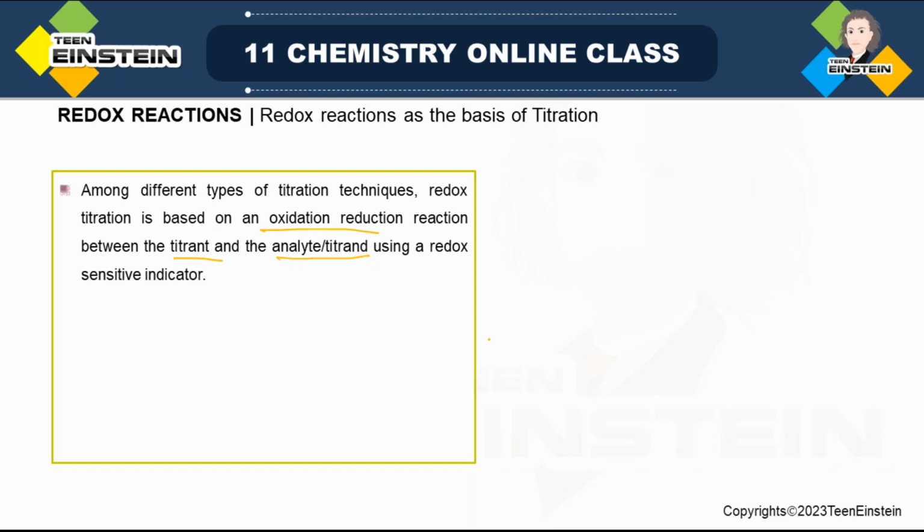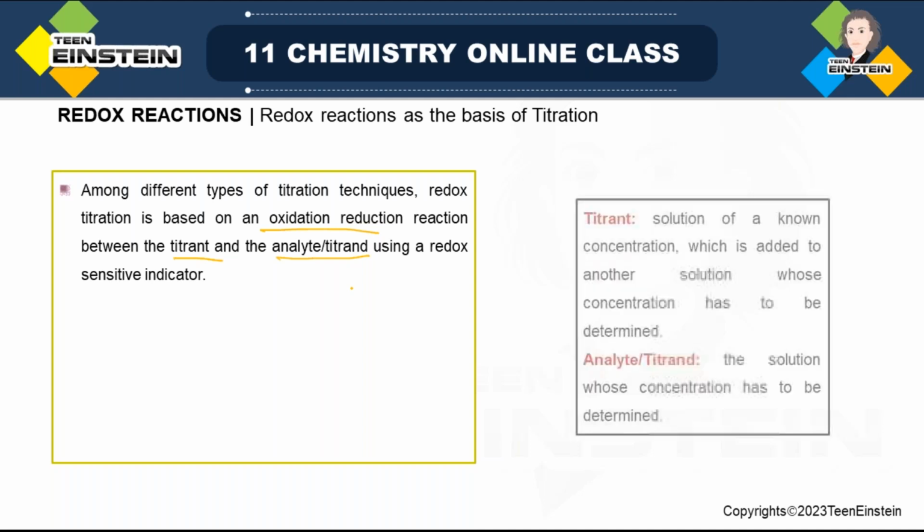Now, obviously, we have to use an indicator. Now, these terms, titrant and analyte, are basically related to the titration method, not just redox titration; it is true for any titration. So, titrant means the solution that you are using for titration, whose concentration you already know. It is added to another solution for which you want to determine the concentration. And this other solution is basically the analyte.